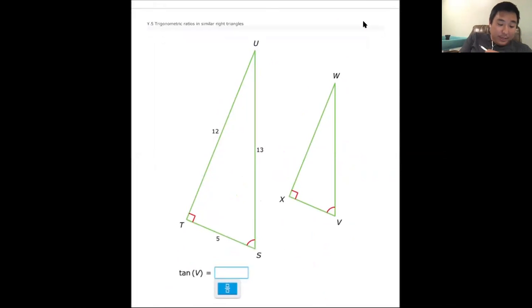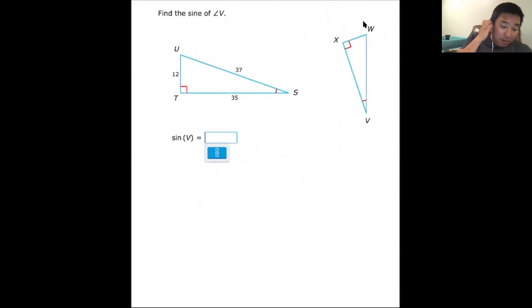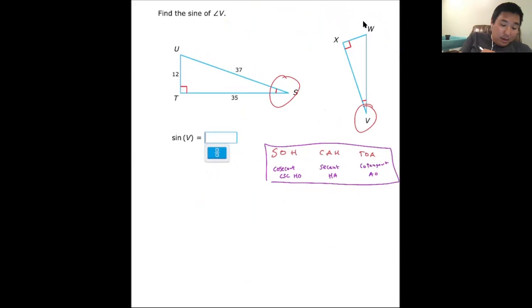You just need to know that because they're similar, it's the same trig value. So we've got tangent of v. Tangent is TOA. So we want a v, which is the same as s. So tangent, we want the opposite over adjacent. That's 12 over 5. That's the same thing. We want v right here, same as s. So sine of v is opposite over hypotenuse. So this is the opposite, adjacent, hypotenuse. Sine is opposite over hypotenuse. So 12 over 37.